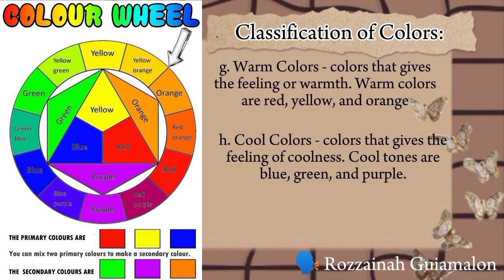Sumunod na halimbawa ay color green. So, ang color green, ito ay kulay na nagpapahiwatig ng kalikasan, paglago at kahusayan. Ito ay madalas na nauugnay sa mga halaman, kagubatan, at sa kapaligiran.